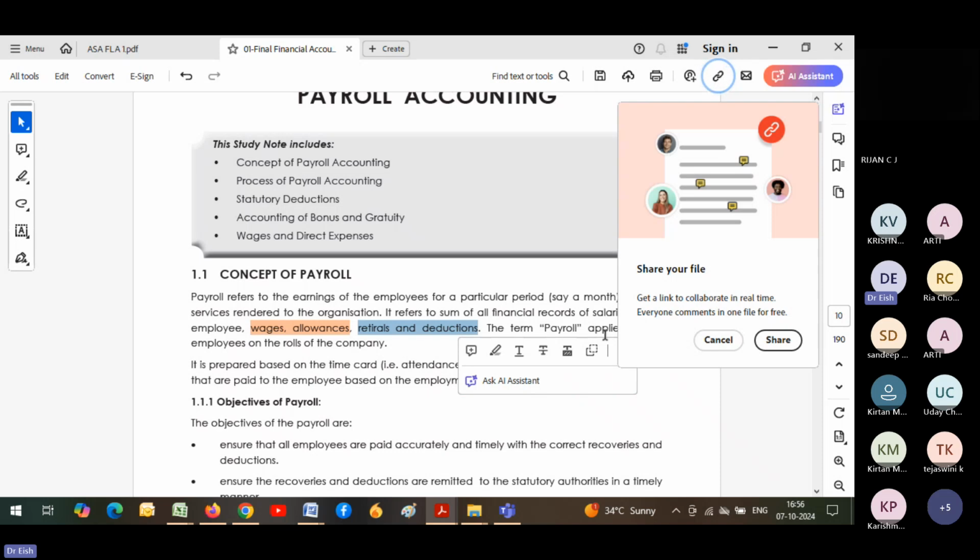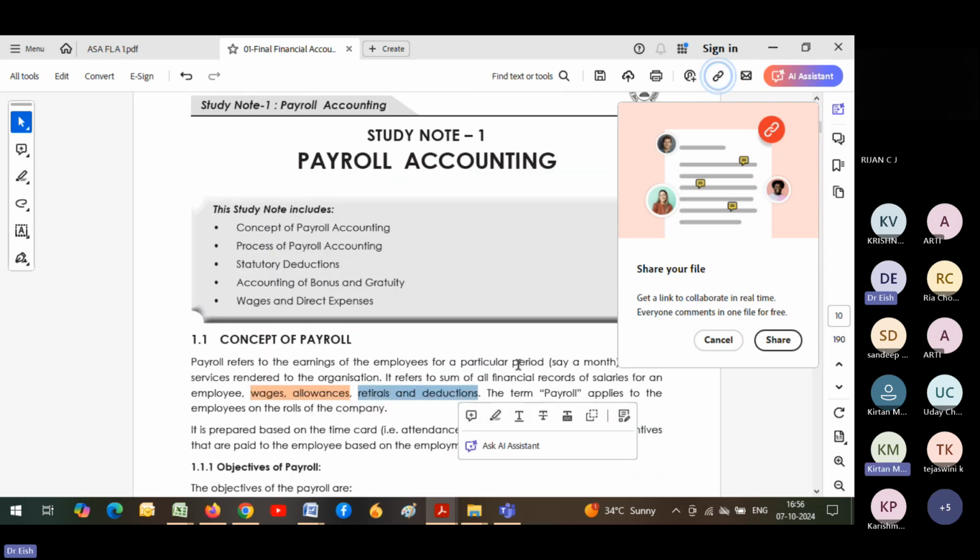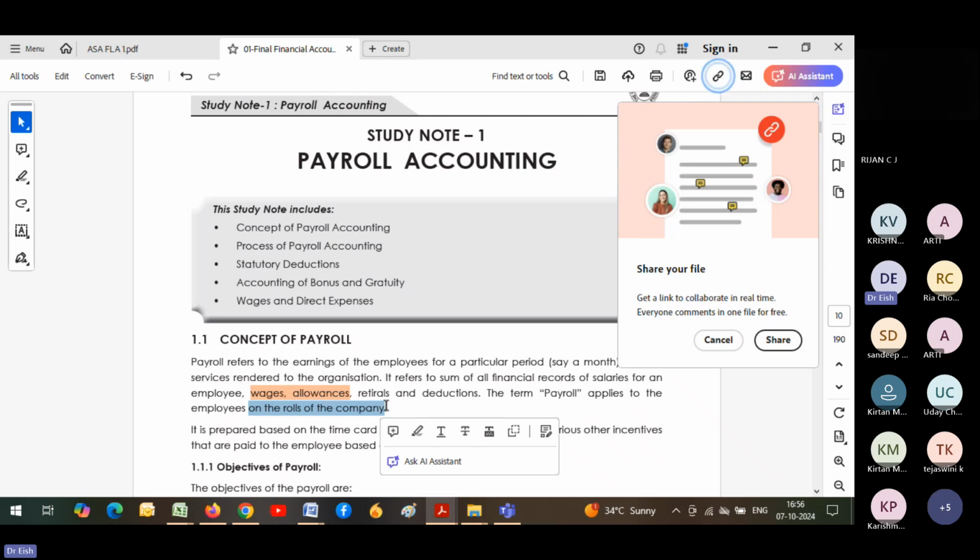Okay, the term payroll applies to all the employees on the rolls of the company. So if you are on the rolls of the company, you will get the salary. But if you are a contract employee or if you are an outsider, you will not get the payroll. You'll get a lump sum. So payroll is applicable to all the employees who are on the rolls of the company.